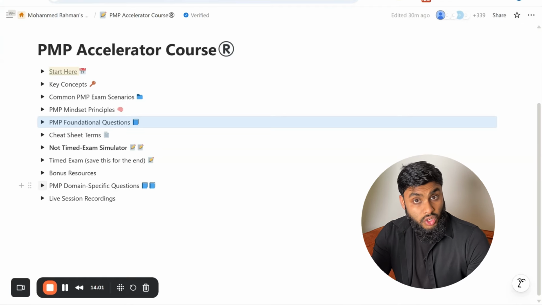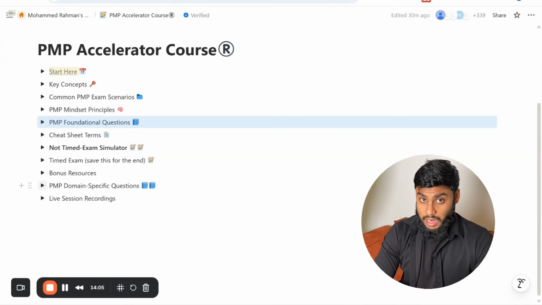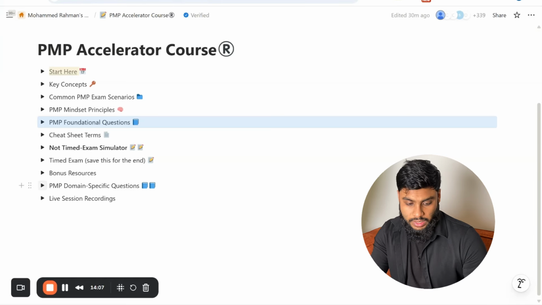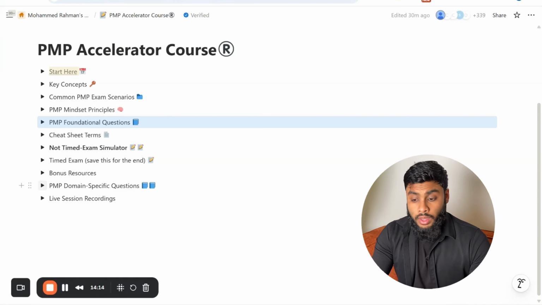You've got your cheat sheet terms that you are building as you're progressing. And you want to start off with non-timed exam simulators and then transition to timed exam simulators. And then if you need, you can tackle some PMP domain specific questions. Okay. So that is your study plan for 2026.